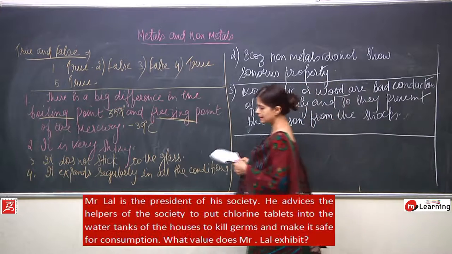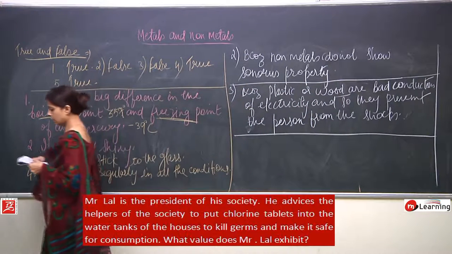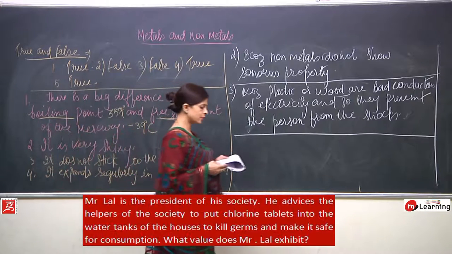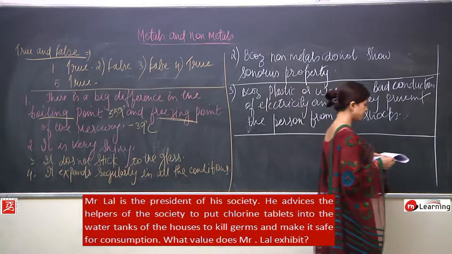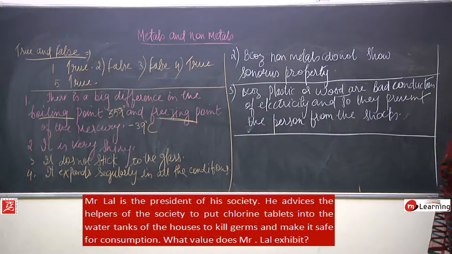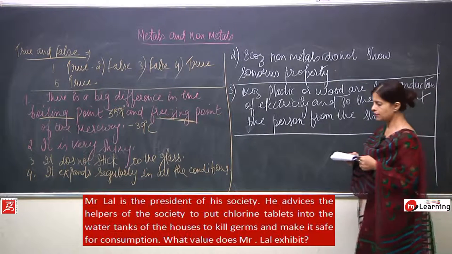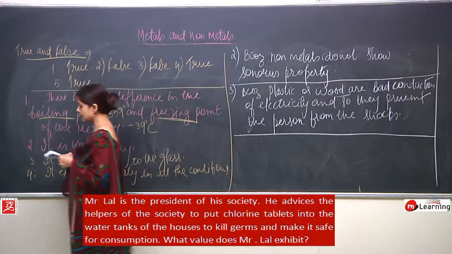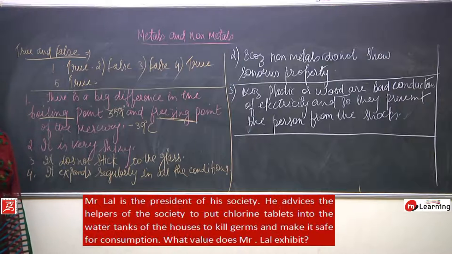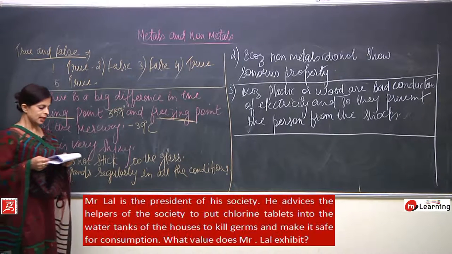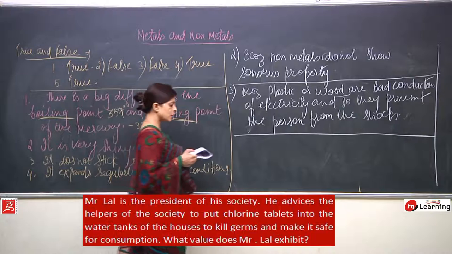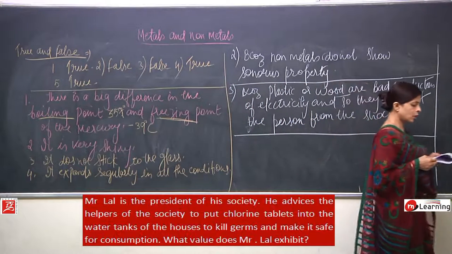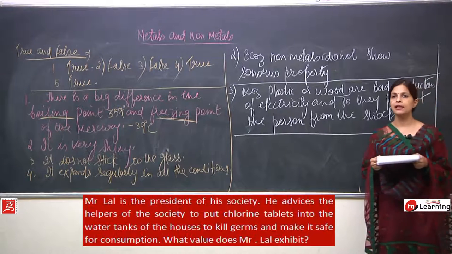Now we will discuss the next one. This is a value education based question. Please try to listen to it very carefully. Mr. Lal is the president of his society. He advises the helpers of the society to put chlorine tablets into the water tanks of the houses to kill germs and make it safe for consumption. What value does Mr. Lal exhibit?